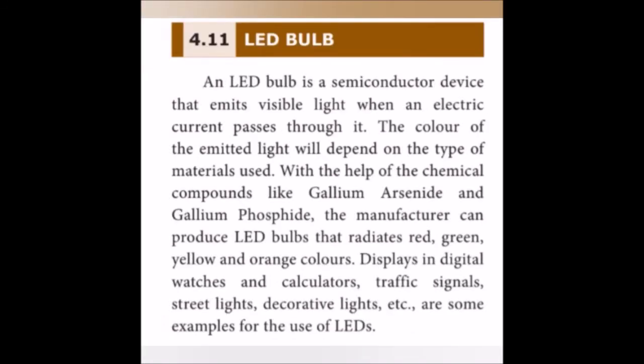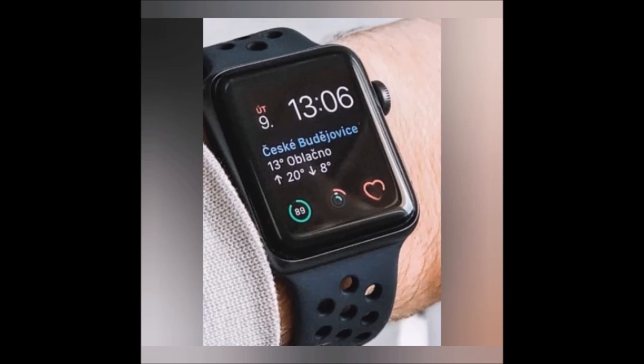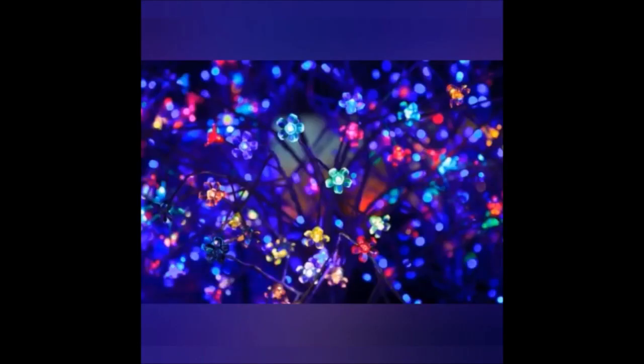An LED bulb is a semiconductor device that emits visible light when an electric current passes through it. The color of the emitted light will depend on the type of materials used. With the help of chemical compounds like gallium arsenide and gallium phosphide, the manufacturer can produce LED bulbs that radiate red, green, yellow and orange colors. LED bulbs are used in displays in digital watches, calculators, traffic signals, decorative lights, etc.